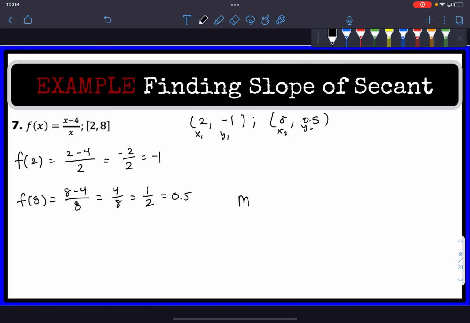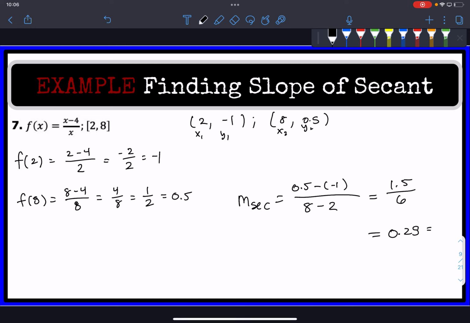And then plugging this into our formula to find our secant, we get 0.5 minus negative 1 divided by 8 minus 2. 0.5 minus negative 1 is equal to positive 1.5. 8 minus 2 is equal to 6. This is going to equal a total of 0.25, which is the decimal equivalent of the fraction 1 over 4. So either of the two answers would suffice. You could write the decimal 0.25 or the fraction 1 over 4.